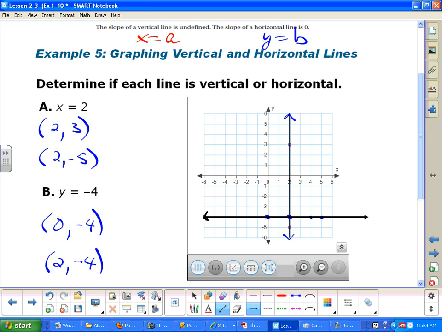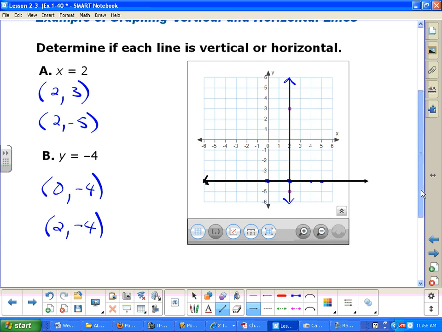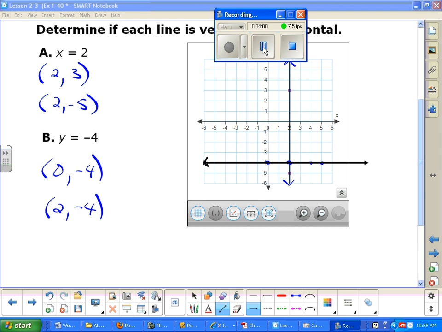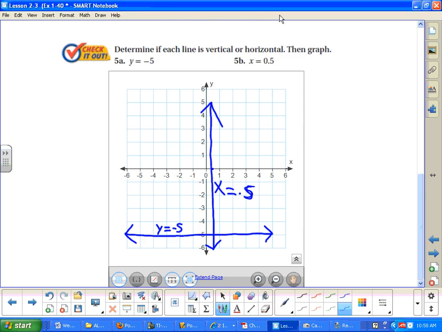How many of you in your head have those switched? That when you think x equals, you think it's a horizontal line. Okay. That happens. It depends on the group. All right, so there's the finish of graphing them.